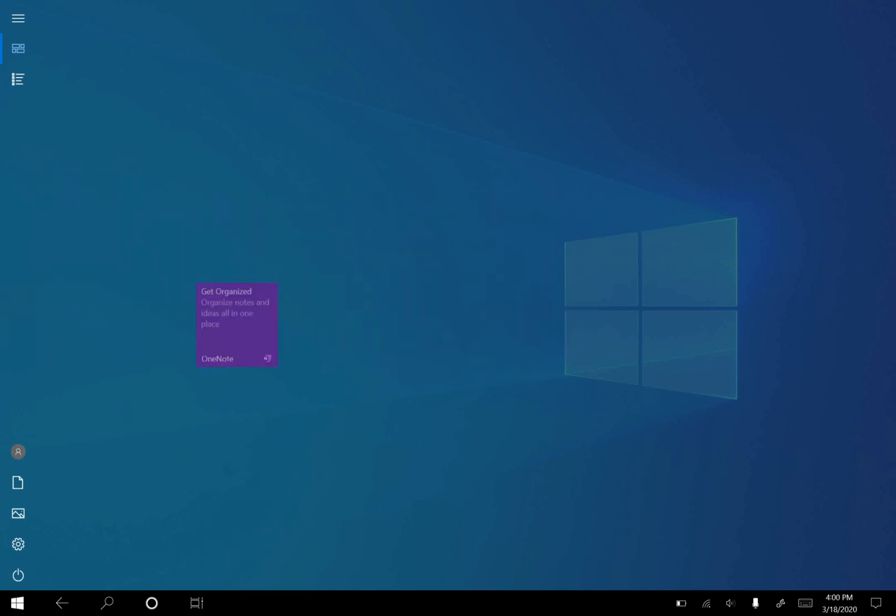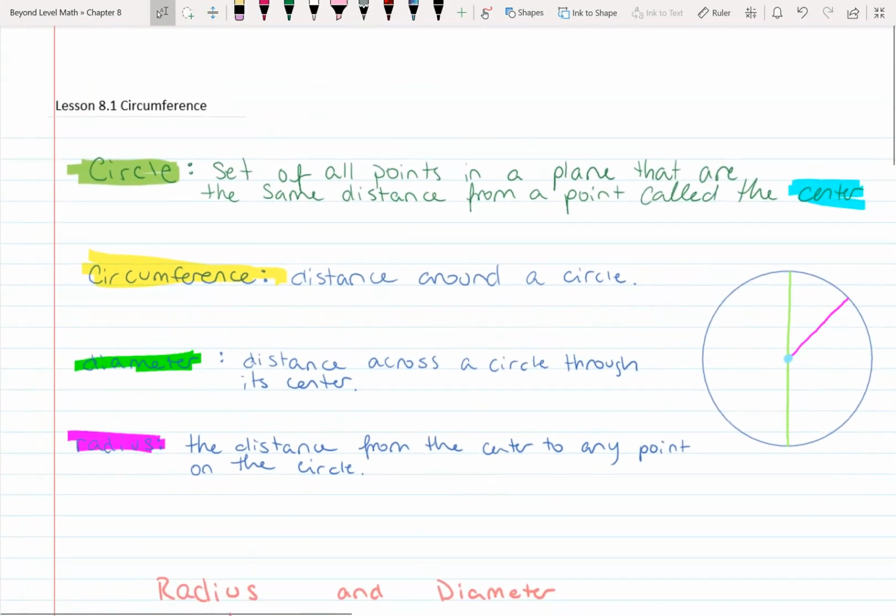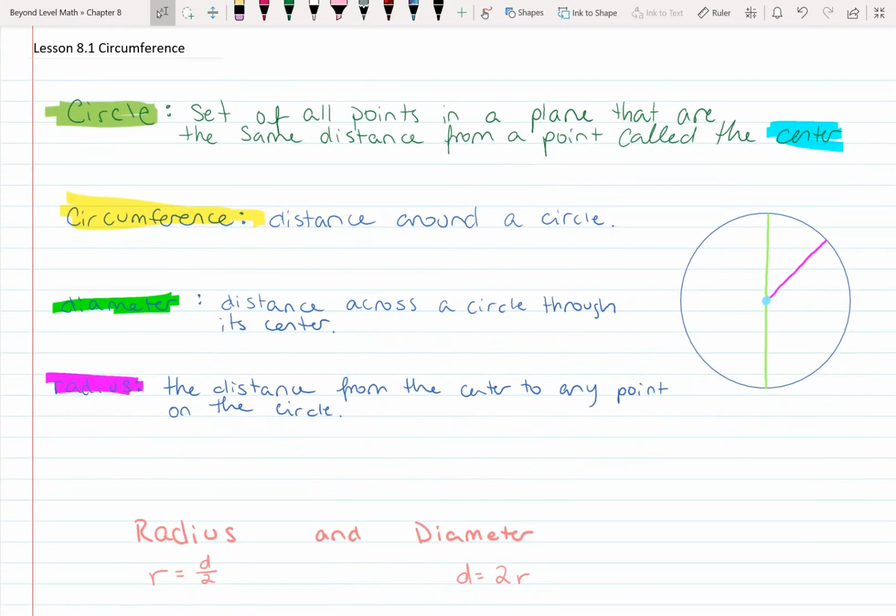Alrighty, let's go ahead and start lesson 8.1. While we did not have a test over chapter 7, that is totally fine. We're just going to move forward. You guys had assessments with your quizzes and everything, so I'm okay moving forward. We can touch back on it once we get back to school, not something we need to worry about. But let's go ahead and start lesson 8.1, circumference.